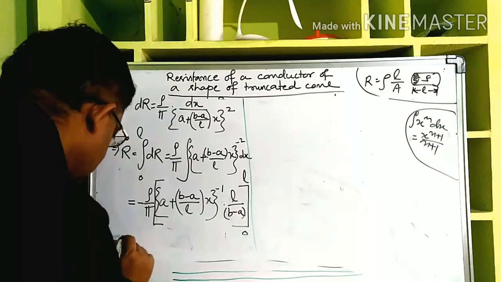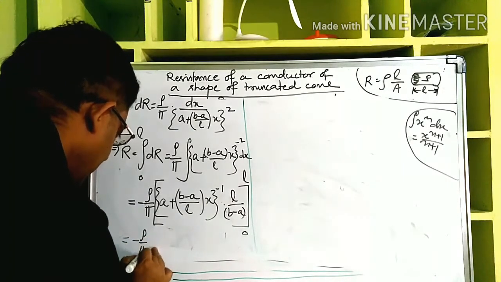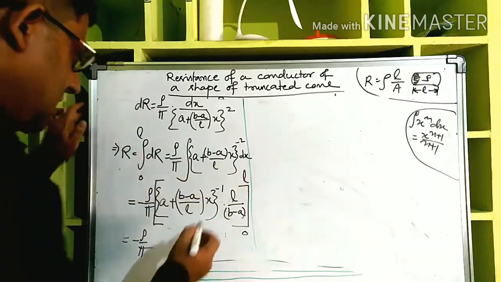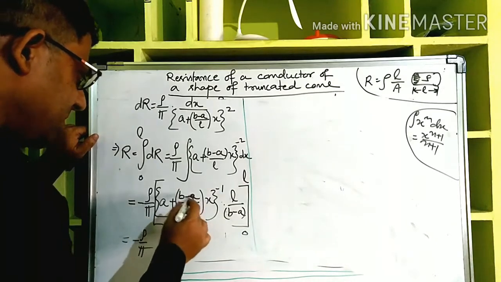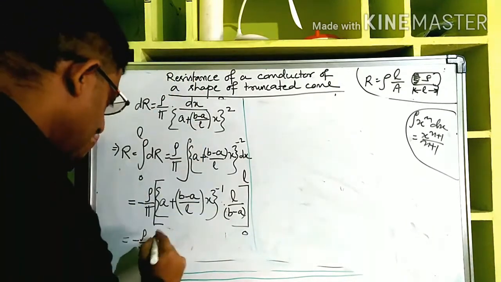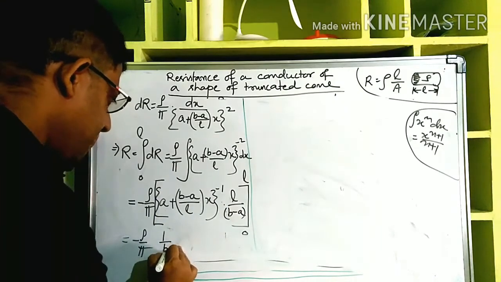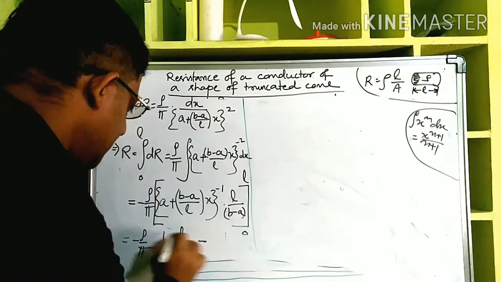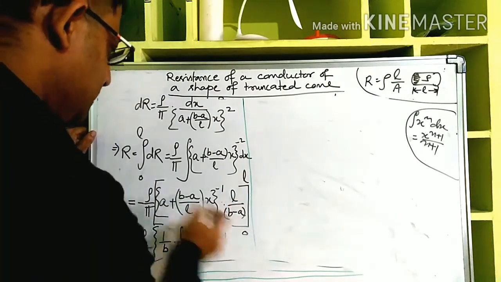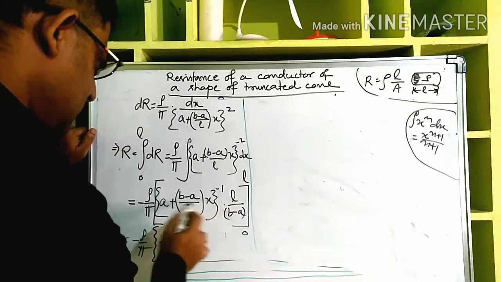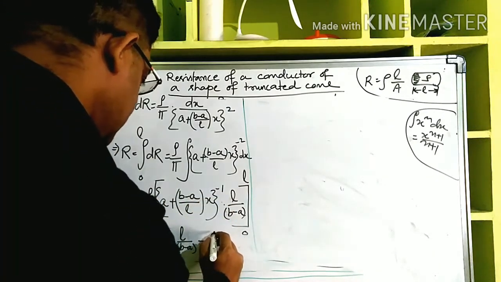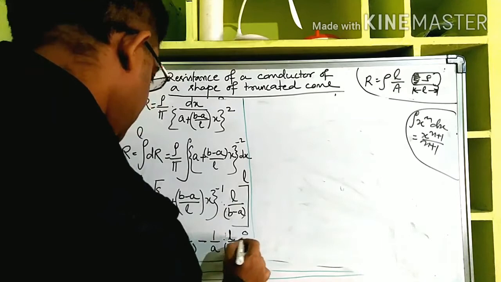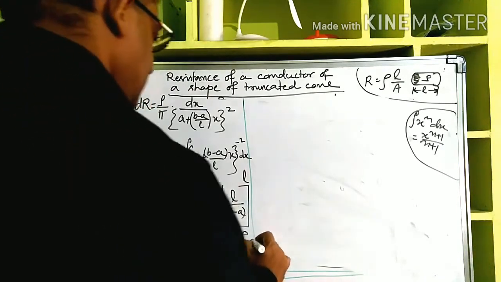Is it clear? So this is equal to minus rho by pi. First put x equal to L here. When you put L, it gets cancelled: A plus B minus A, that is B, to the power minus 1, that is 1 by B, multiplied by L by B minus A, minus of, now put 0 in place of x, so this becomes 0, A to the power minus 1, that is 1 by A, multiplied by L by B minus A. Is it clear?